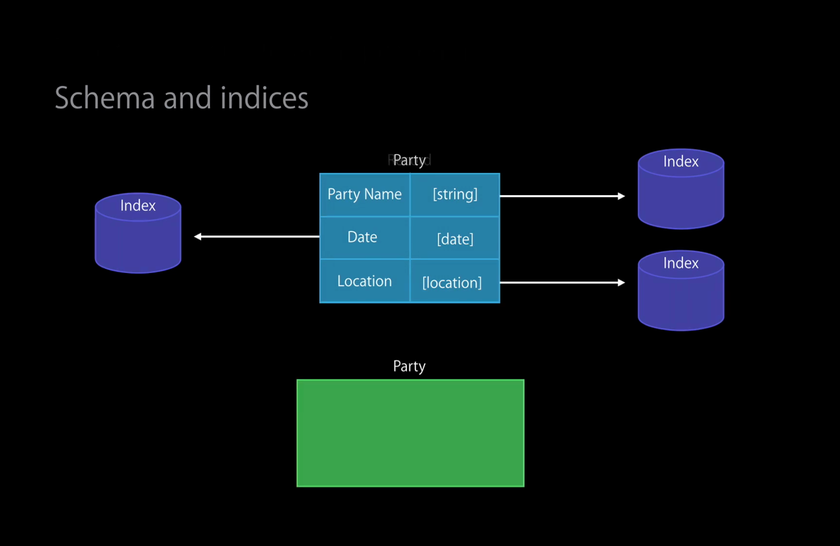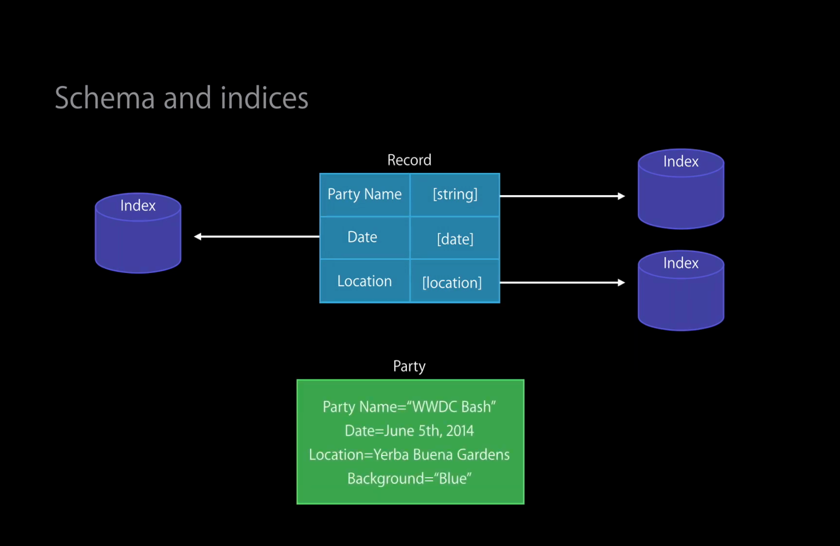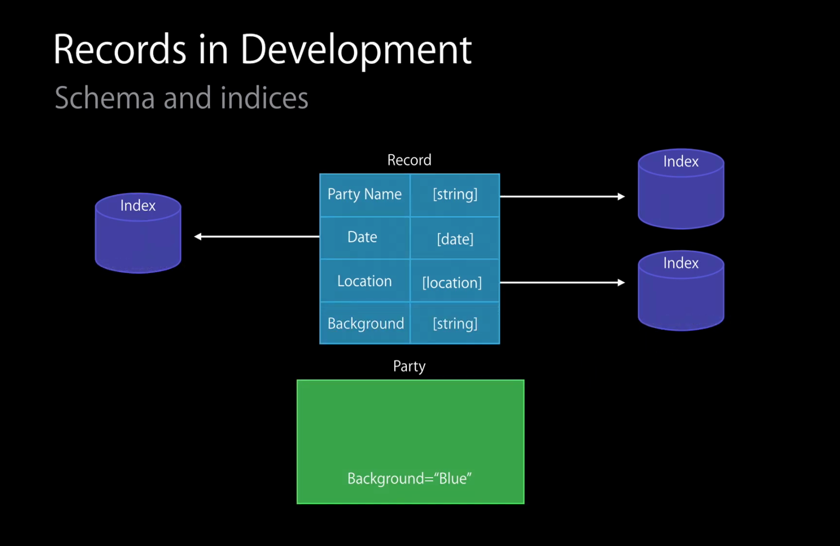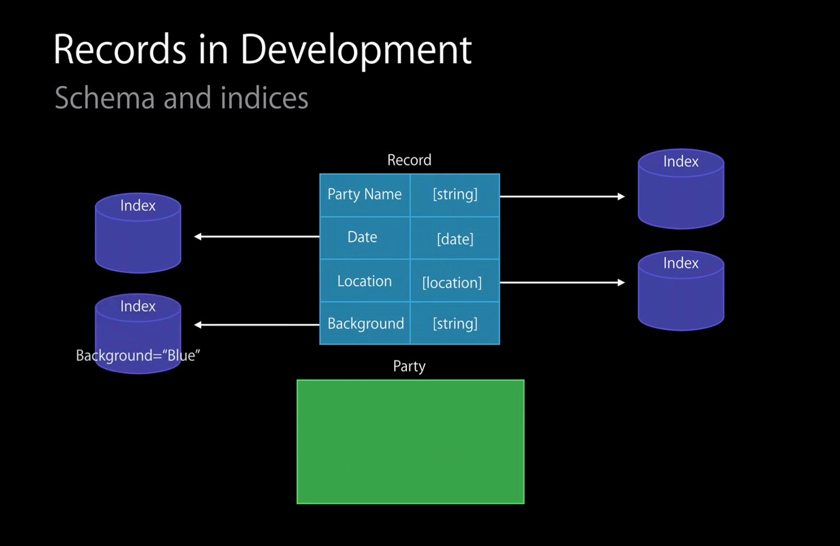And let's say we're going ahead and we're developing this app, and we decide we want to add an additional property. So we decide we want to have a background property for the color of the party. So this party's background is blue. All we have to do is upload that record. It's going to send all those other properties to the index. And the server is going to notice, oh, there's a new property in here. It's going to create a new schema entry, build a new index, and index that property.